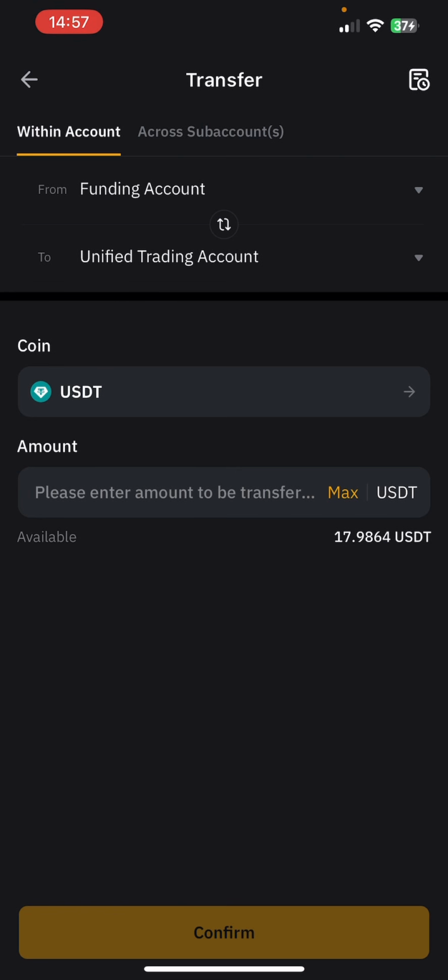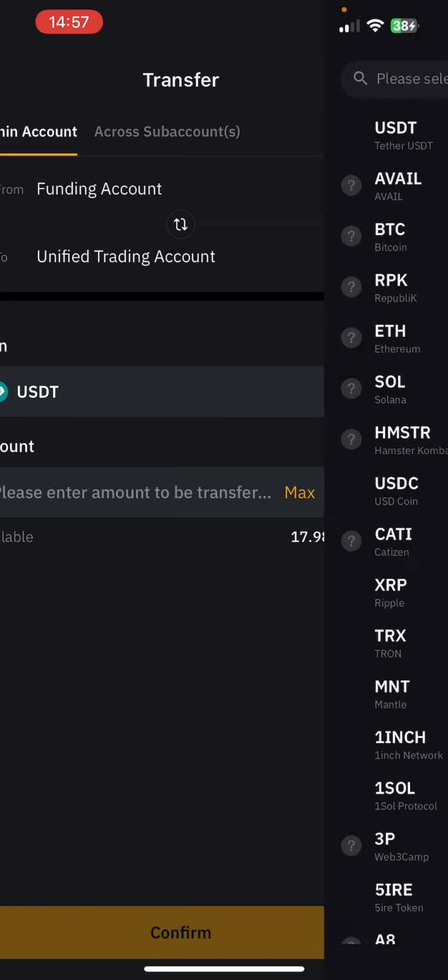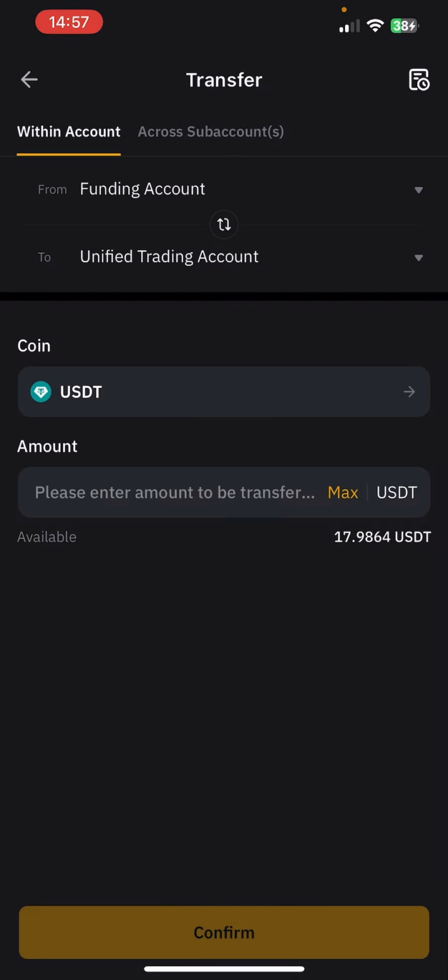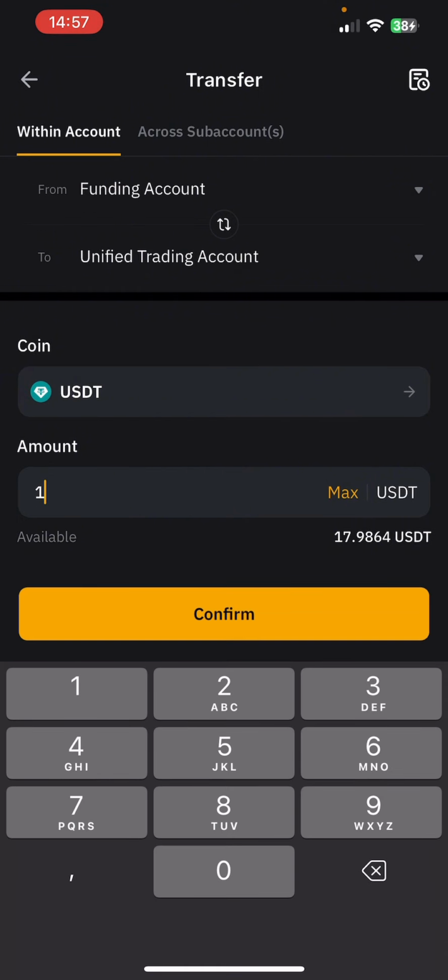I currently have cash in my funding account. So you come here from funding to unified. Unified is basically where your assets are, both for futures and your spot. So you just select the coin here. There are different coins you can select here. You just select USDT, because I have USDT, and I'm going to put 10.